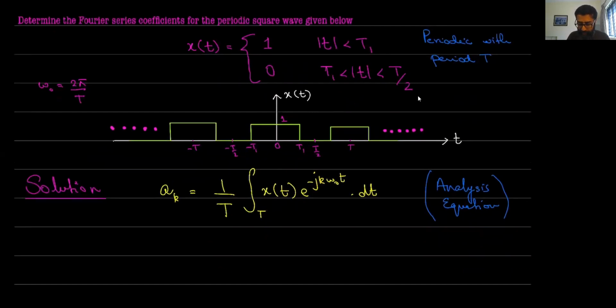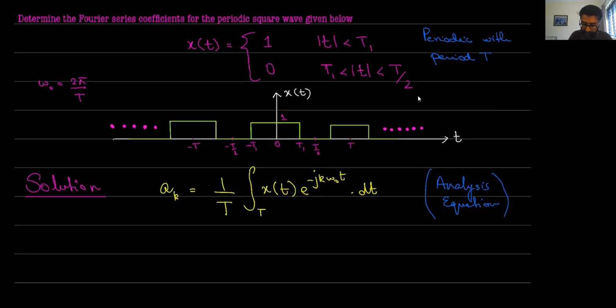One of the things I observe next is that this integral can be over any period, anywhere. For example, it could be from minus T to 0, or from 0 to T, or for that matter, from T by 2 to 3T by 2. But for ease of analysis, what I'm going to pick as the interval of integration is from minus T by 2 to plus T by 2, and that's going to make my life a little bit easier. So let me just do that.